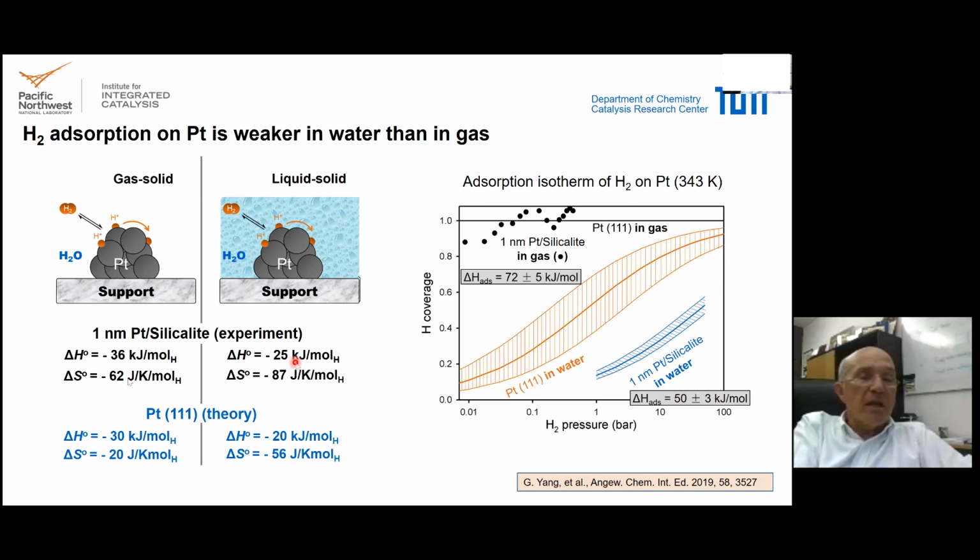But not only that, the entropy decrease is so much larger in the case of adsorption in liquid phase that we have to analyze this in one of the next slides. So we have both. We have a weakening and we have a larger entropy loss.